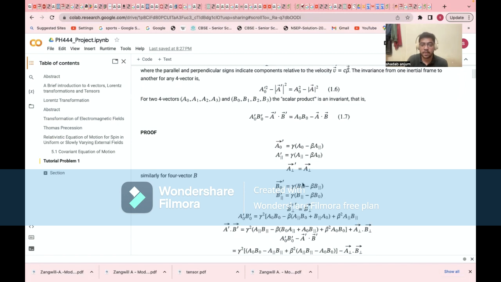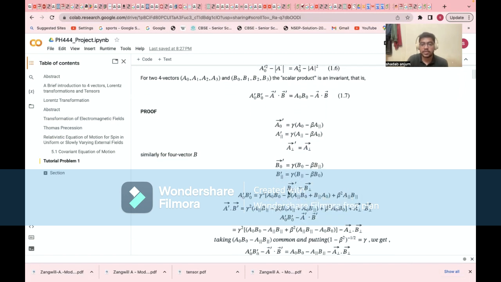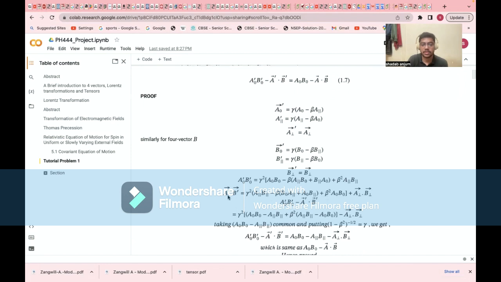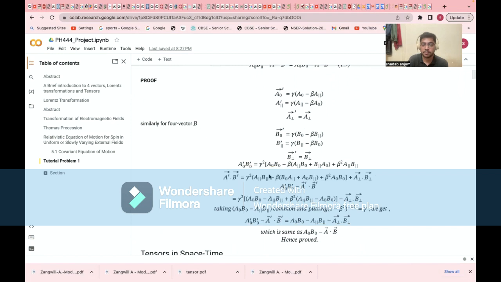You just calculate the left hand side and show that it's the same as the right hand side. Doing the calculation, we see that a naught prime times b naught prime is gamma squared a naught b naught, and all the four terms, one having beta squared, one having beta. Similarly, a prime dot b prime is the dot product: multiply a parallel prime by b parallel prime and take the dot product of a perpendicular prime and b perpendicular prime, because there are two directions.